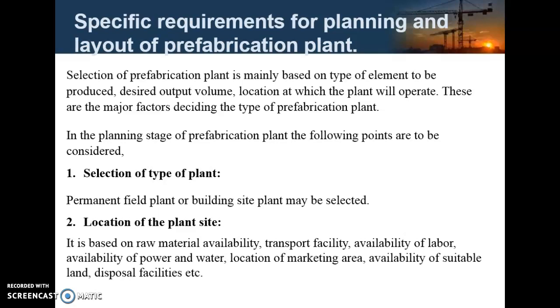The selection of type of plant is based on the type of element to be produced and the location. Location part is mainly based on the availability of materials, transport facility, availability of labor, availability of power and water sources.